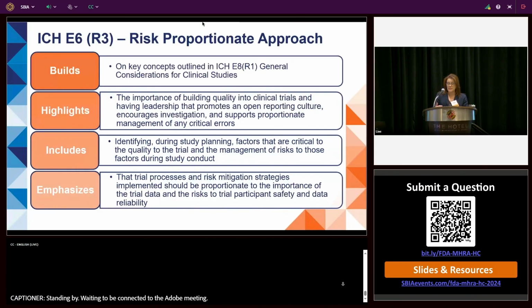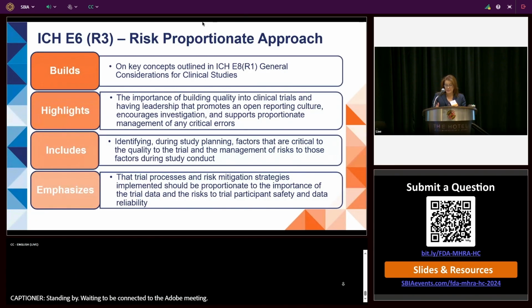E6R3 highlights the importance of quality by design and fostering a quality culture, so one that values and rewards critical thinking and where leadership promotes open reporting, encourages investigation, and supports proportionate management of critical errors. The quality by design approach involves identifying factors that are critical to the study's quality, identifying risks to the critical to quality factors, and then using a risk proportionate approach to managing these risks.